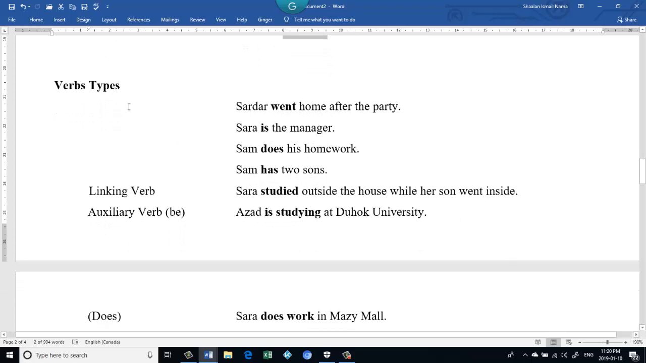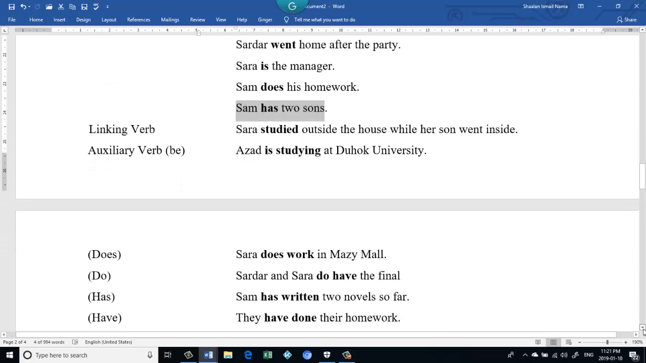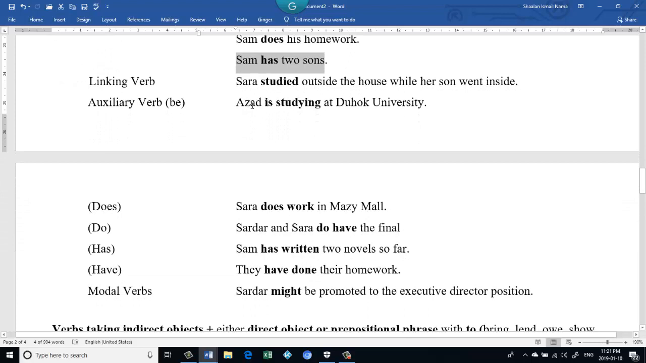Or sometimes we could say we have a different kind of verb. Sardar went home after the party. Or Sarah is the manager. You could say Sam does his homework, because this is doing some action. Or Sam has 2 sons, possessing. Sometimes you could have a linking verb. Sarah studied outside the house while her son went inside. Could be an auxiliary verb. Azad is studying at the Hawk University.